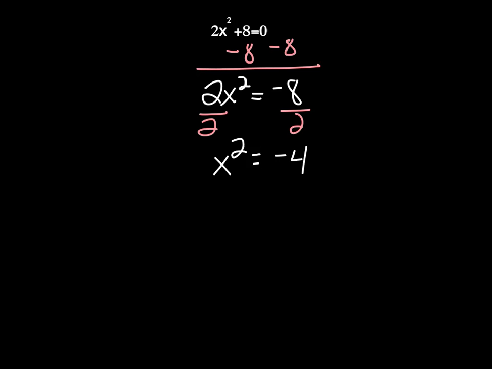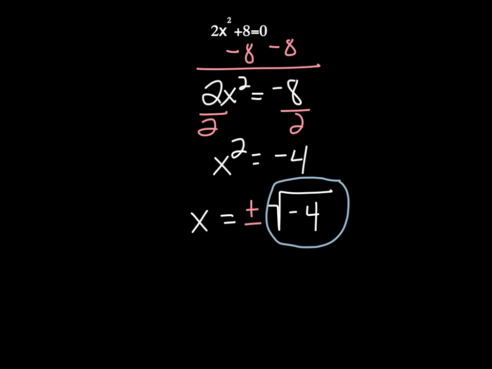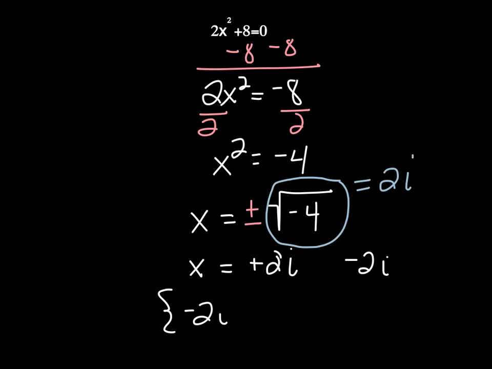Now, just like before, we have to take the square root of both sides. So x is equal to the positive and negative square root of negative 4. Now, simplifying this right here, I get 2i. So my answer for x is I have the positive 2i and I have negative 2i. So my solution set is negative 2i and positive 2i.